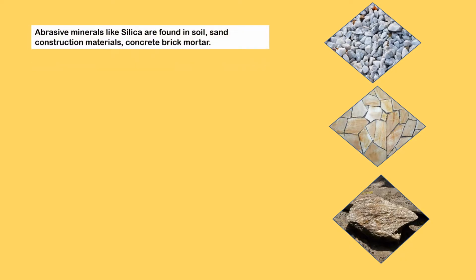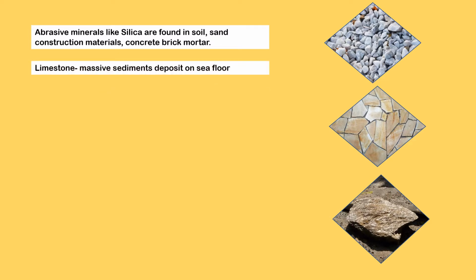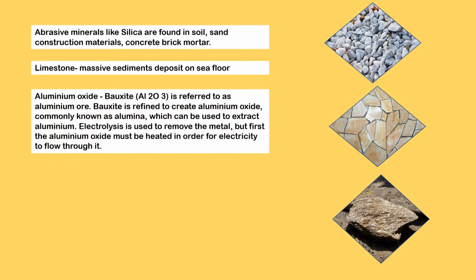Now let's learn about silica. An abrasive mineral, silica is found in soil, sand, construction material, concrete, brick mortar, etc. Next is limestone. Massive sediment of limestone is seen on the sea floor. Aluminum oxide is also known as bauxite, which is refined to create aluminum oxide, commonly known as alumina, which can be used to extract aluminum.